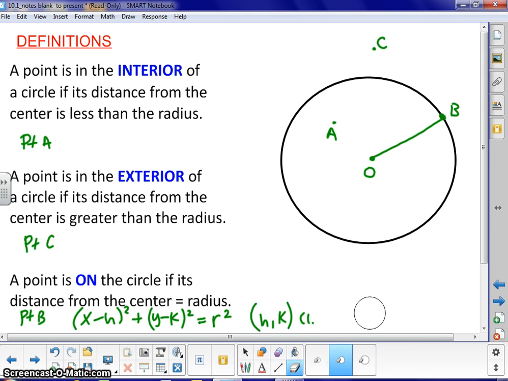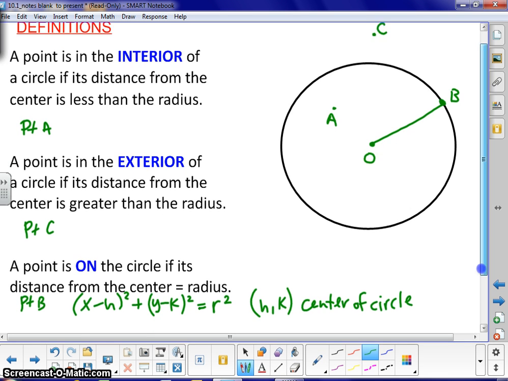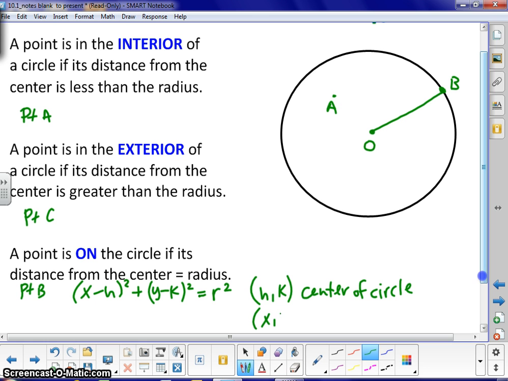The h and k represent the center of the circle, whereas the x, y represents a point on the circle, which in this case is point B. And finally, the r is going to be the radius. So that is called the standard form of the circle.